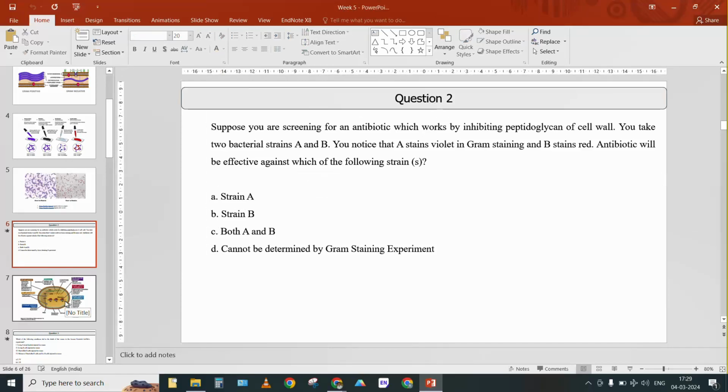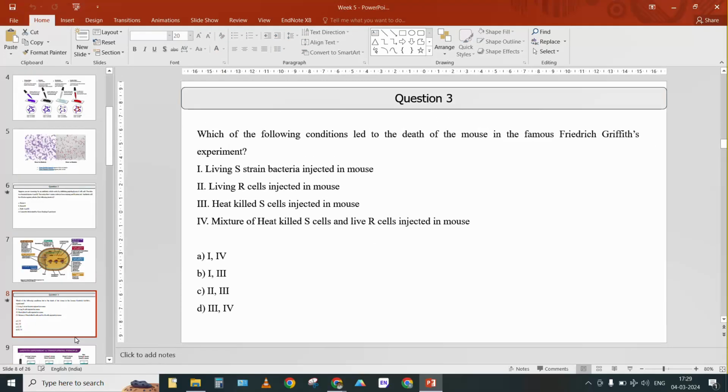Moving forward to the next question: which of the following conditions lead to the death of the mouse in the famous Frederick Griffith experiment? There are some conditions. There are two strains, S and R. Here S stands for smooth, shiny colonies and R stands for rough colonies.